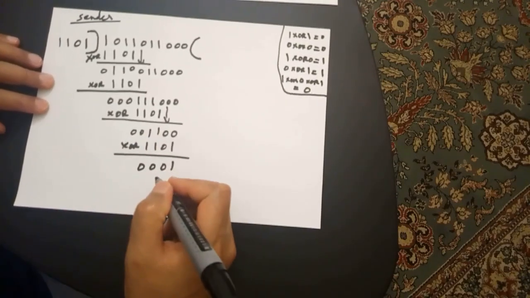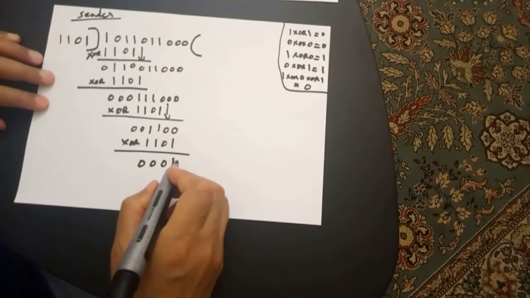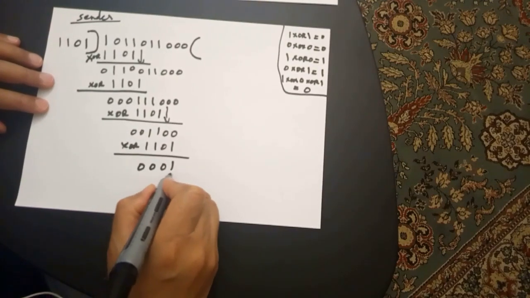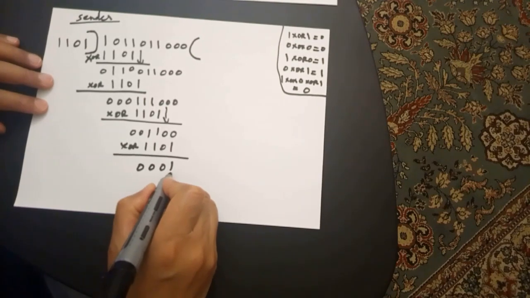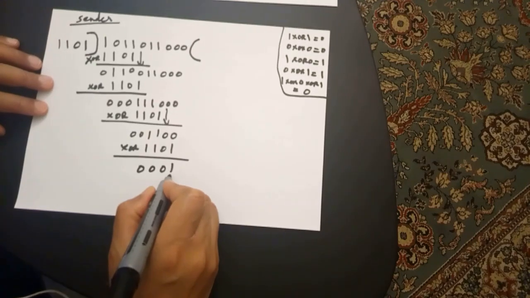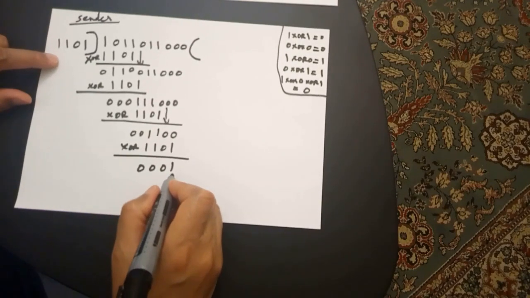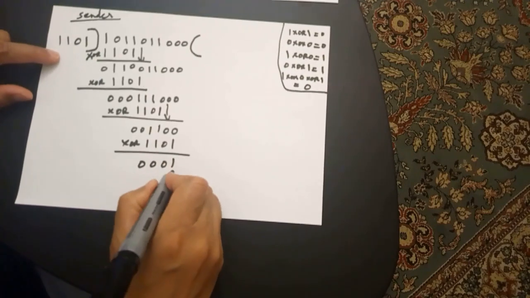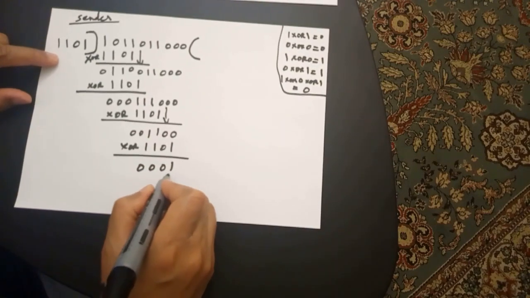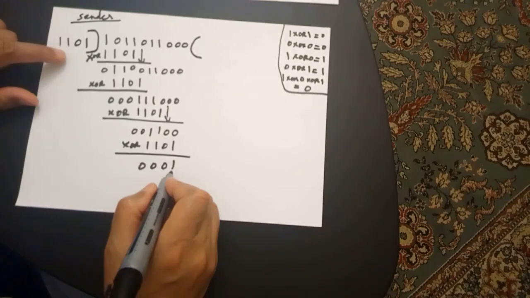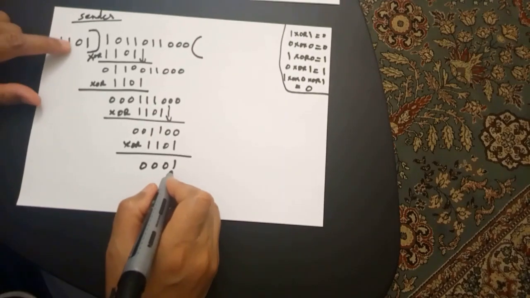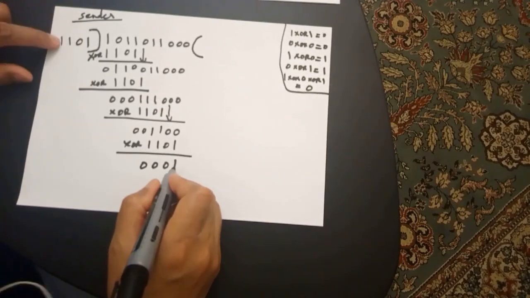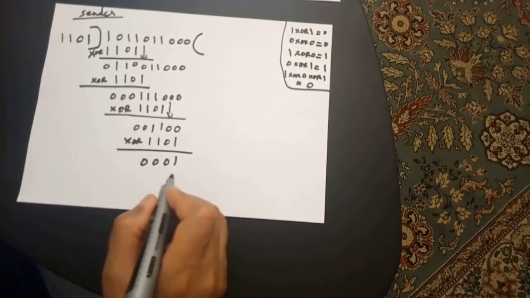So now we have to stop the division. Why? When the number of bits in the remainder, including the leading 0, becomes less than the number of generator bits, we have to stop the division. Now the number of bits in the remainder is 1, and the number of bits for the generator is 1 2 3 4. So 1 bit is less than 4 bits, so we have to stop.